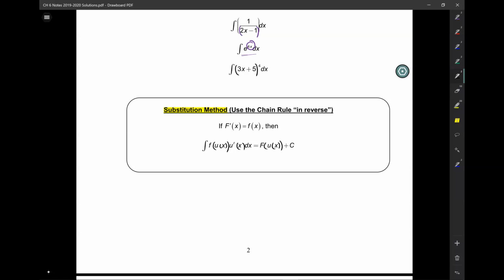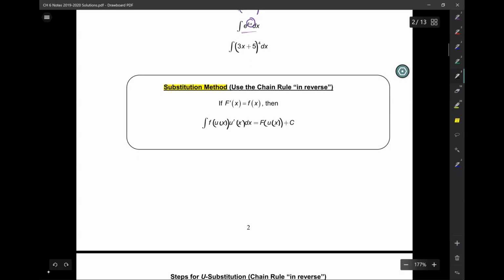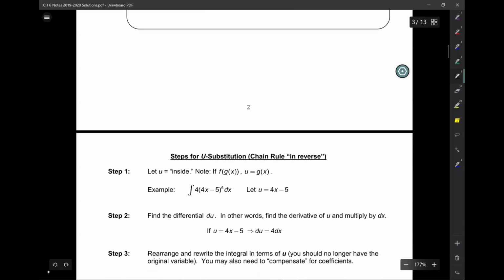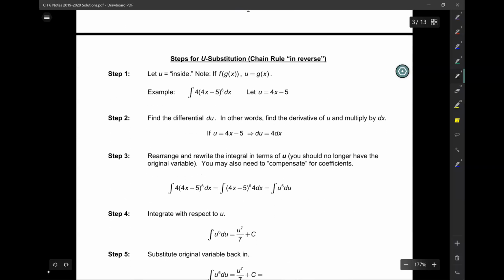So what are we doing basically? We're integrating the function and then the derivative of what? The inside. So that's what you have to do: you have to integrate the function times the derivative of the inside. And what is little f? It's the derivative. So let's see how we do u substitution. It's called u substitution. This is the lingo for it.